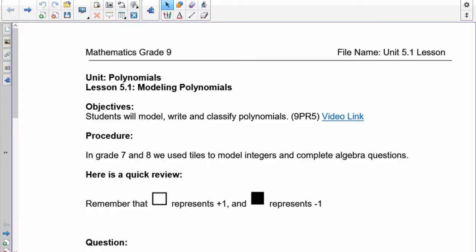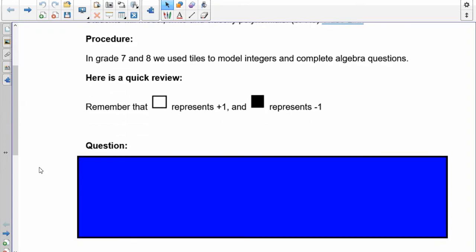Good afternoon, grade 9s. In this lesson, we're going to be starting our polynomial unit. We're going to start at the beginning with stuff that we've done in grade 7 and 8, when we used tiles to model integers. Then we're going to move on and use tiles to model polynomials. So let's take a look back at what we did in grade 7 and 8.